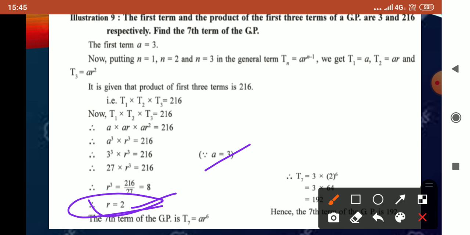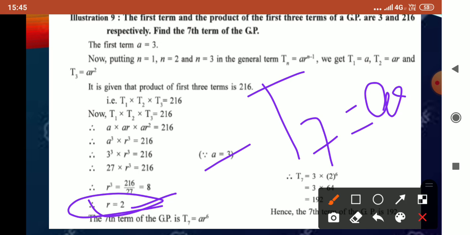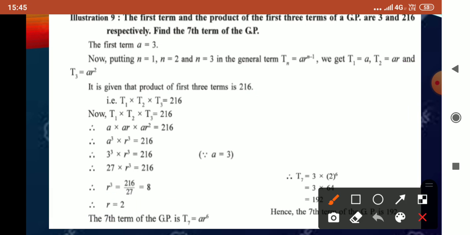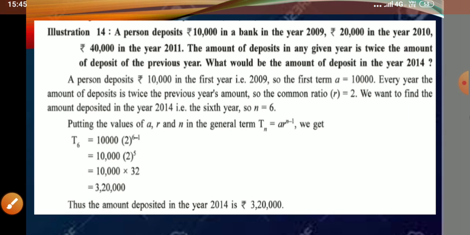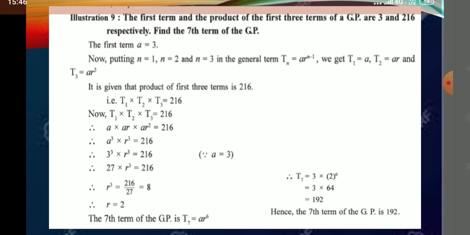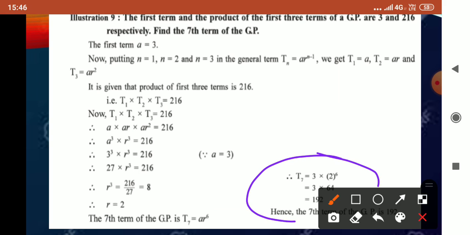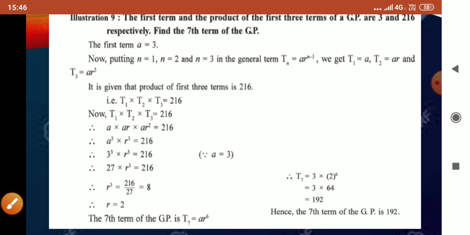What I'll do is find the t7 by the formula ar raised to n minus 1. Here we have already found, by this formula, t7 equals 3 into 2 raised to 6, which is equal to 3 into 64, which is equal to 192. So my 7th term of the GP is 192. Now we will see the next sum.